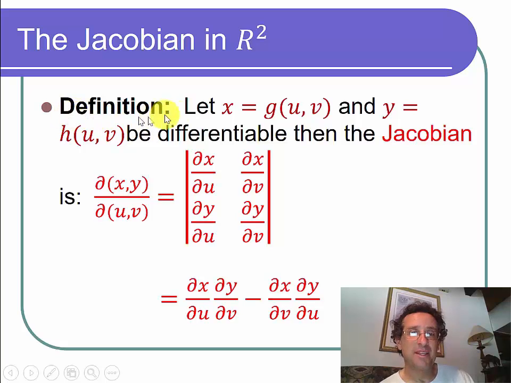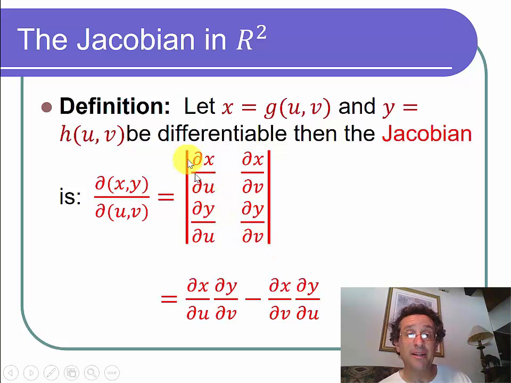Here's the definition. Let x equal the function g of u comma v, and y equal the function h of u comma v, be differentiable. Then the Jacobian is del xy over del uv, and that's equal to the determinant of the matrix of partial derivatives: del x del u, del x del v, del y del u, and del y del v.